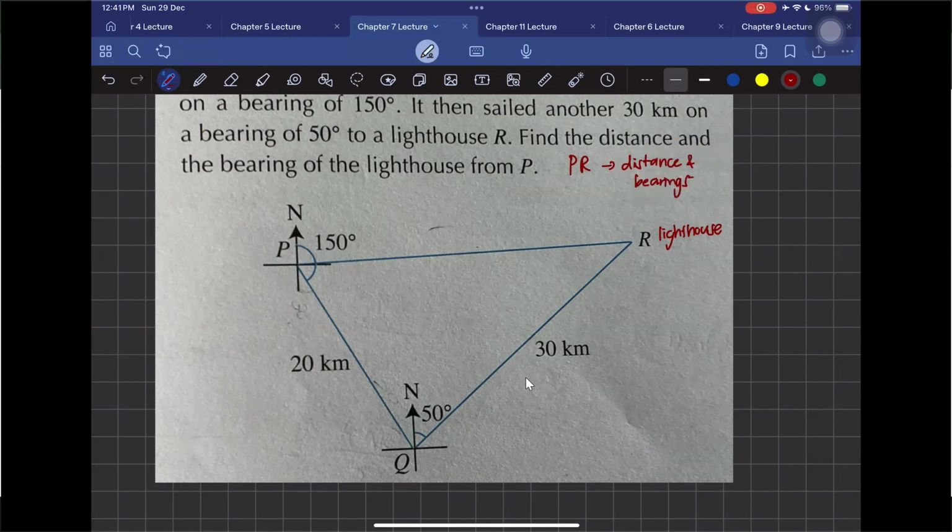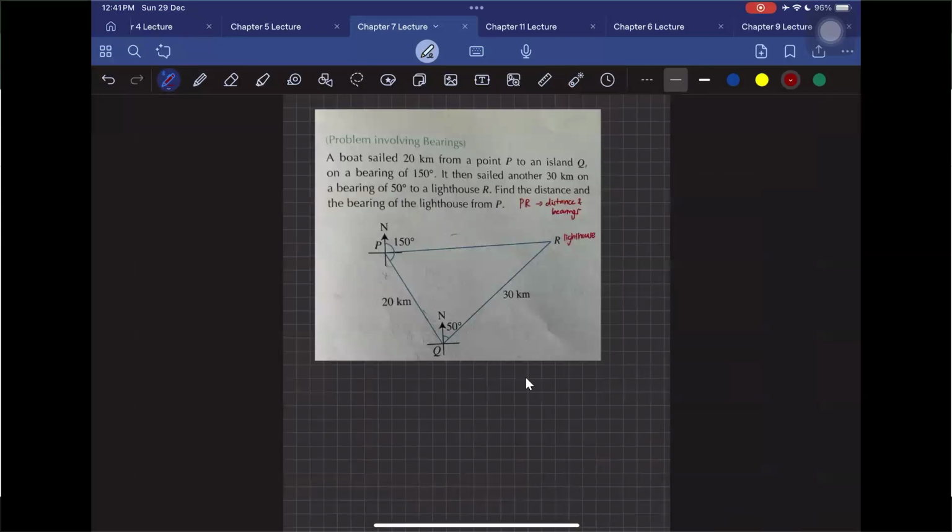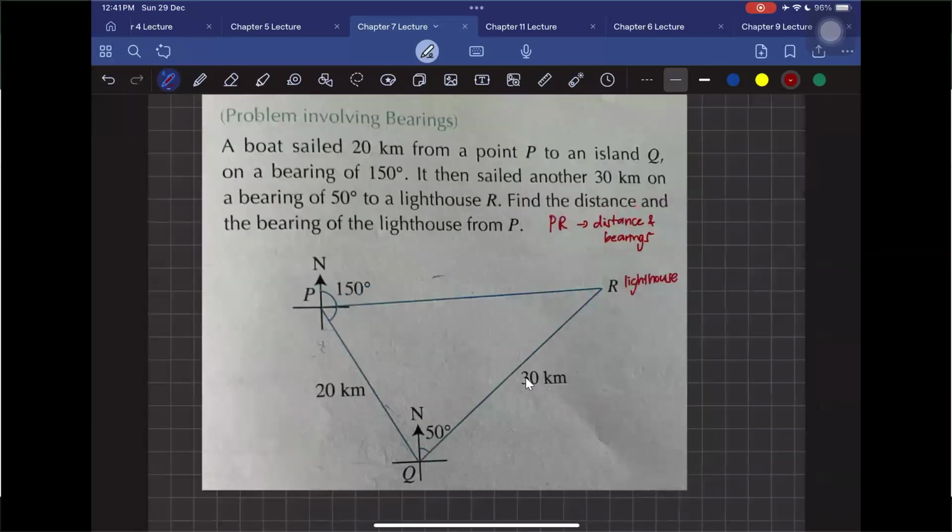Do you have any idea how to do this? If you know, do pause the video and try it out. Otherwise, I'll be going through now. Before we carry on, this question actually involves concepts which you learned earlier, which is your sine and cosine rule. So you need to be very familiar with these concepts. Now let's get started.